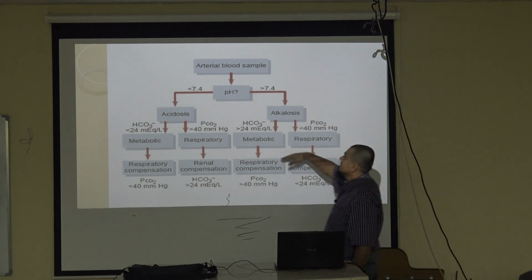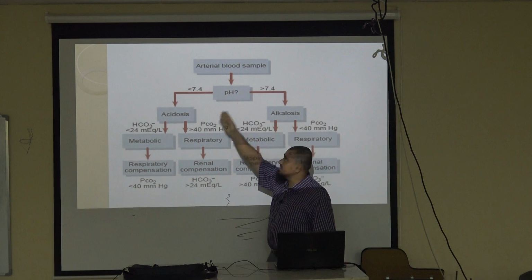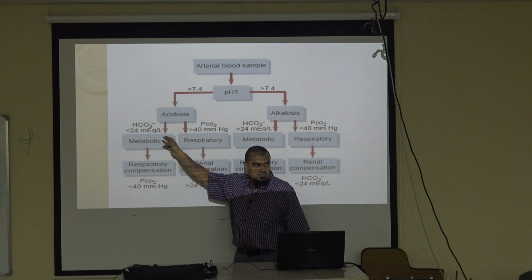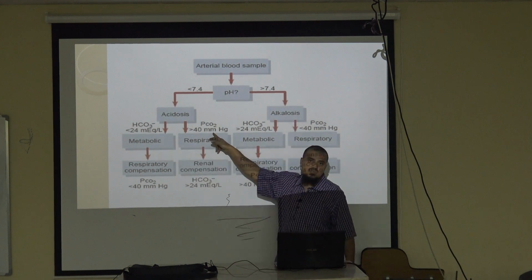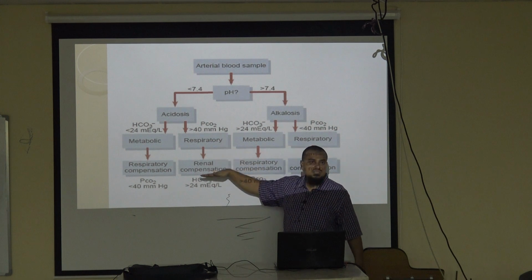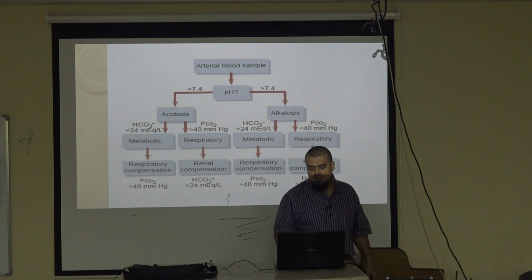We go like this. First we see the pH. If it is less than normal, this is called acidosis. Then we see the value of the two. If this is respiratory, you find the carbon dioxide more than 45. Then you see the value of bicarbonate to see whether it is compensated or not.